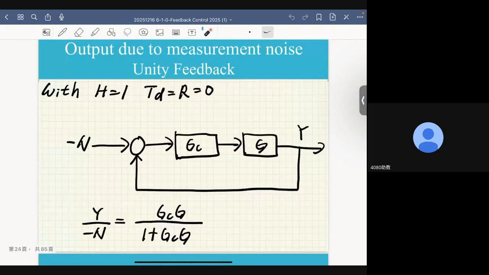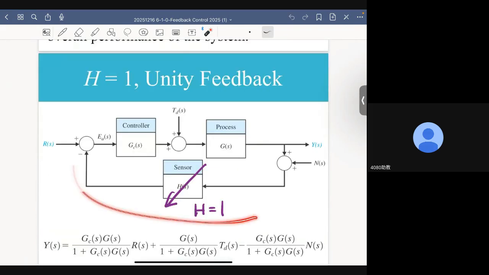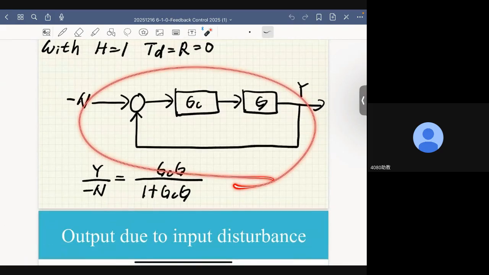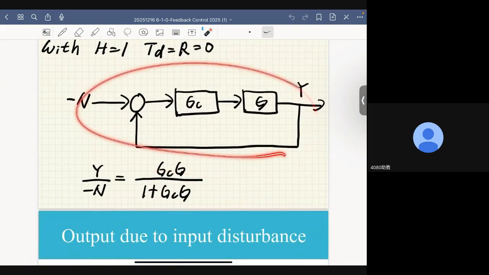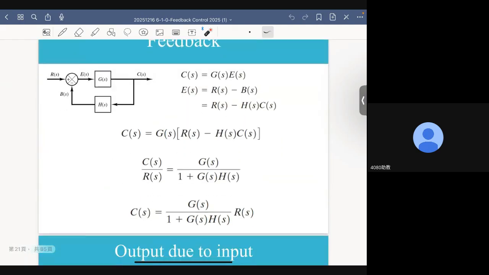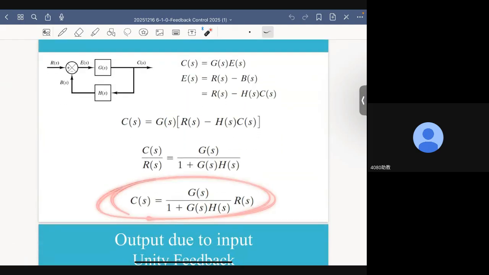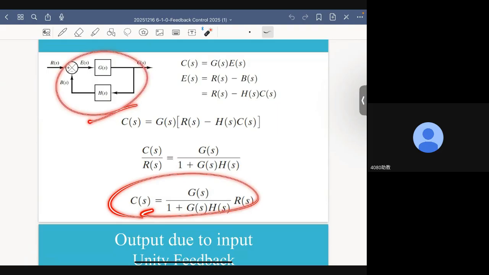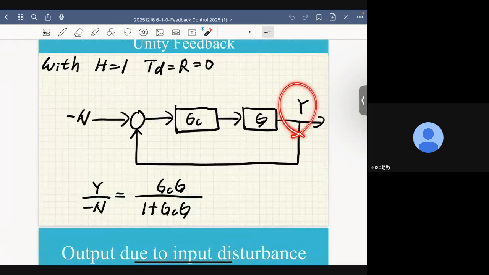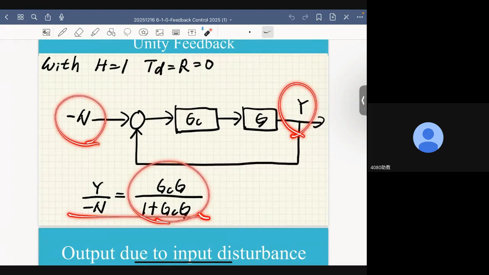The same thing happens here. By treating measurement noise as input, I can redraw this block diagram as this configuration. Again, this configuration represents a feedback control system. So by using the result for this block diagram, I can determine the transfer function between Y and minus N as this.